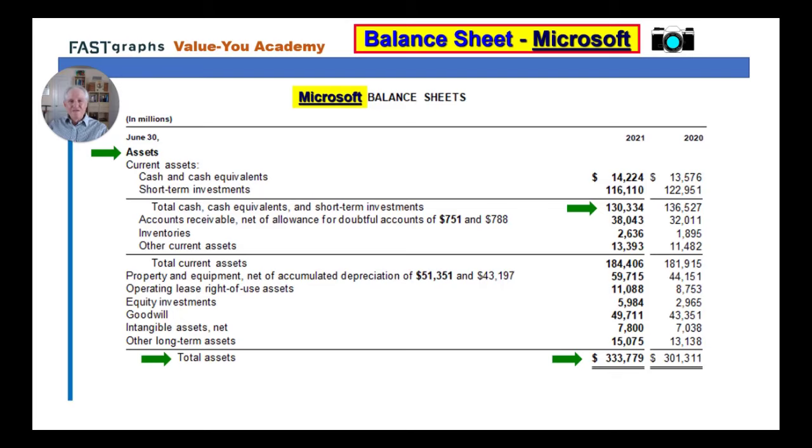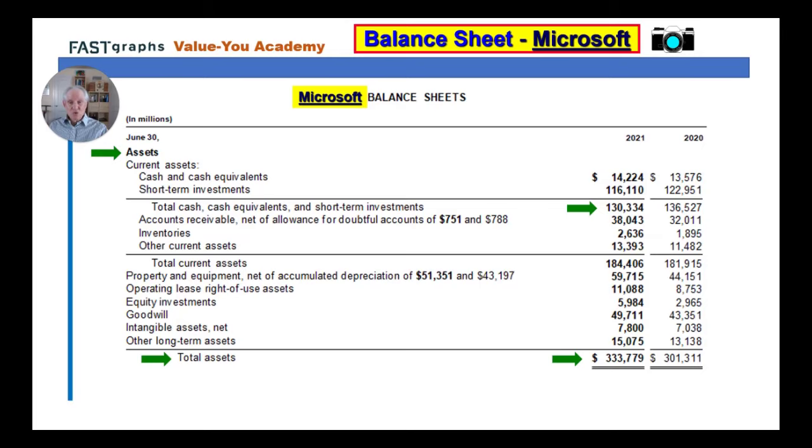And they're going to invest that. They invest that in short-term investments. Now, people owe them accounts receivable of $38 billion, and that's after an allowance for doubtful accounts, allowance for bad debts. They're taking off $751 million of money they just don't possibly think they might not receive. Certain customers might not pay their bills. And we get that from history. So that's a net amount of $38 billion we expect to receive. And you can see it went up from 32 last year to 38.